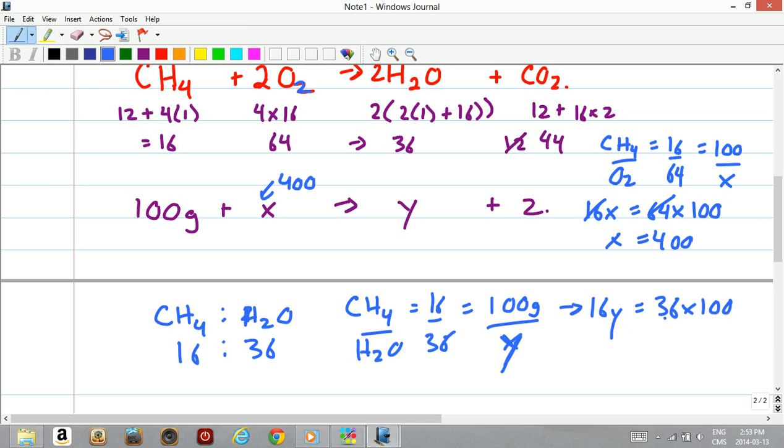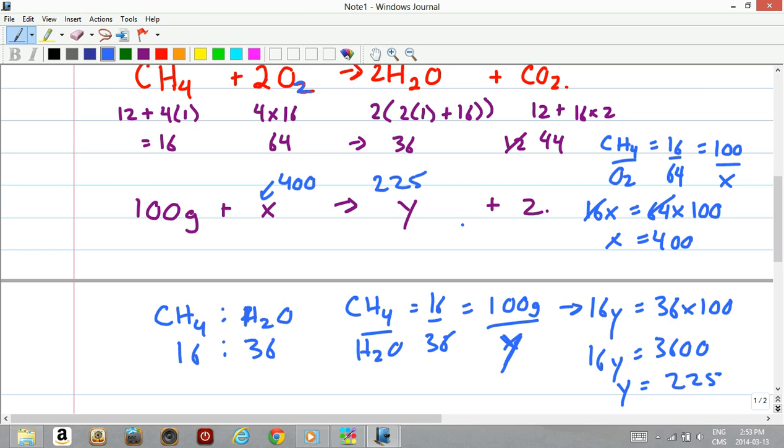So 16y therefore would be 3,600, and then we could solve for y. So y would be 3,600 divided by 16. So quickly, what would that be? Let's quickly do this: 3,600 divided by 16 is 225. Okay, so that gives us 225 grams of water.